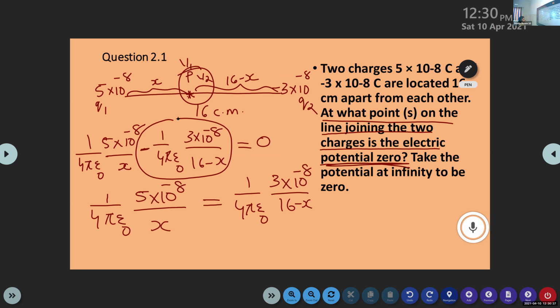So 1 by 4 pi epsilon 0, 5 into 10 raised to negative 8 divided by x equals 1 by 4 pi epsilon 0, 3 into 10 raised to negative 8 divided by 16 minus x. Now what happens to this 1 by 4 pi epsilon 0? They cancel. 1 by 4 pi epsilon 0 from both sides cancels each other. Similarly, the 10 raised to negative 8 and 10 raised to negative 8 also cancel. Then what is left?